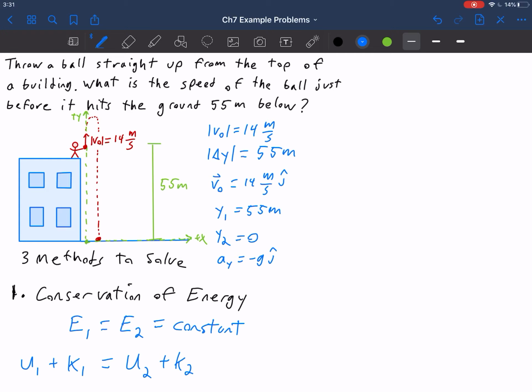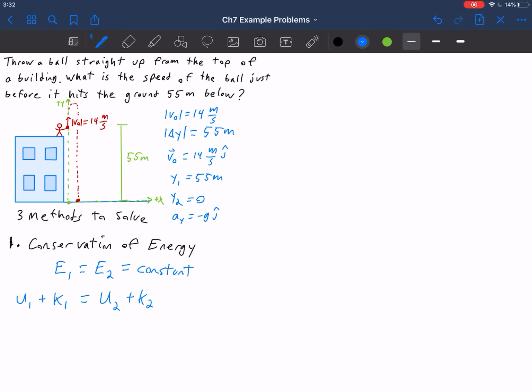These may be different, right? The ball has traveled through the air, it may have sped up, it may have lost potential energy, but no matter what, the sum of the potential plus the kinetic has to add up to some constant. Okay, I have equations for potential energy.